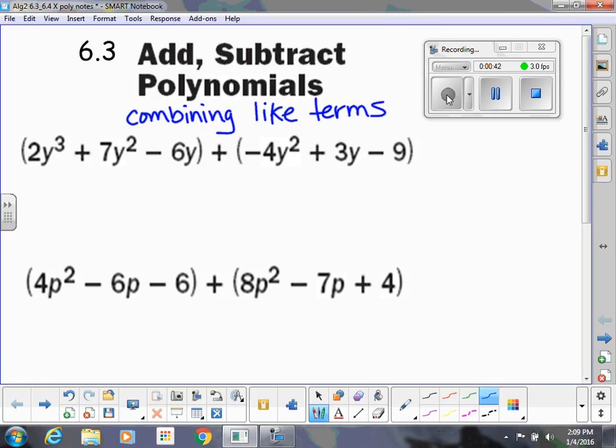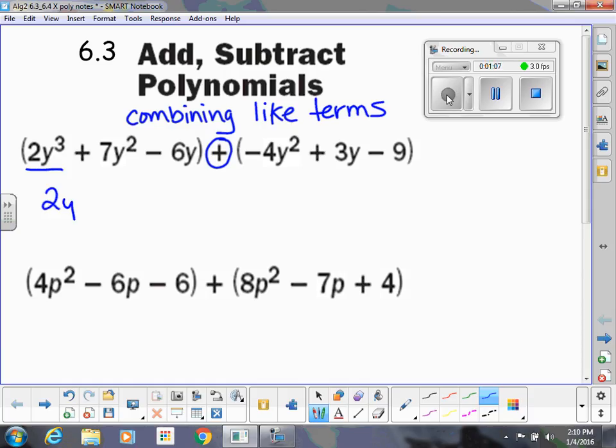What's really important when you're adding polynomials, you see how we have this plus in between these two parentheses. A lot of students see parentheses and they want to multiply. But since we have a plus sign in between there, that means all we're doing is adding the coefficients together. And we're doing that with the like terms. So as I go through here, are there any other y cubes? No. So I'm just going to bring that down.